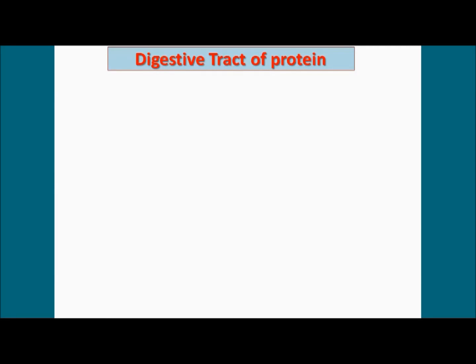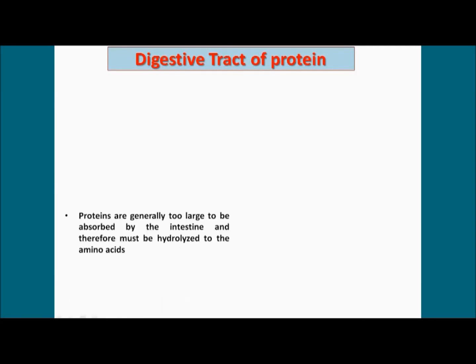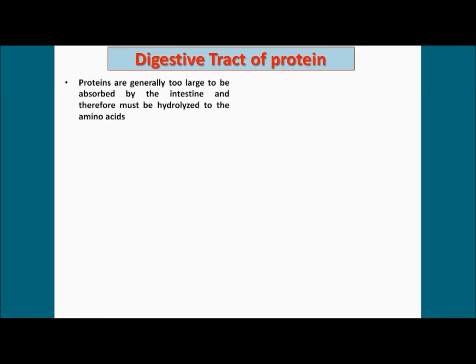So how is the tract maintained within the human body? Basically, these proteins are generally too large to be absorbed, because we all know that proteins are made up of amino acids, and they have high molecular weight, right? Thus these proteins are too large to be absorbed by the intestine, and therefore they must be hydrolyzed to amino acids, or else they cannot be utilized by the body.